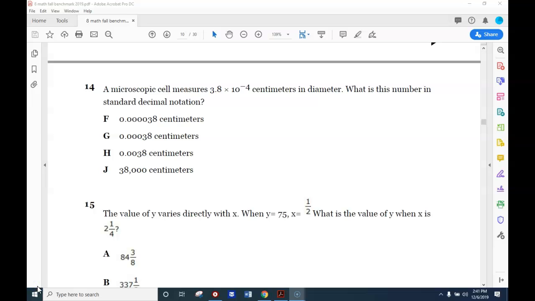F, 0.00038 centimeters. G, 0.00038 centimeters. H, 0.0038 centimeters. J, 38,000 centimeters.